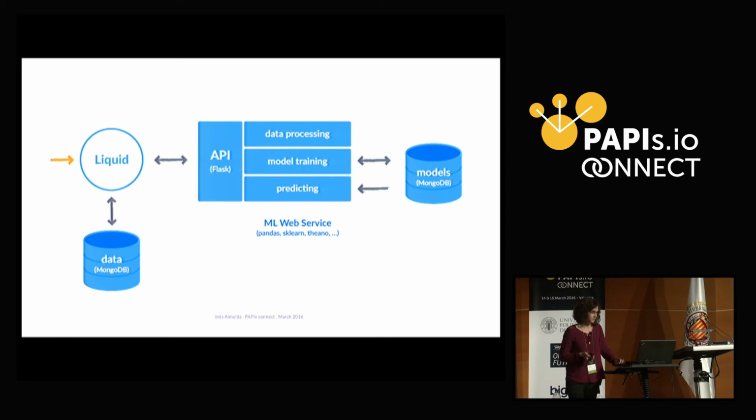Scikit-learn is the most famous machine learning package for Python. It's also intuitive to use. Theano is more deep learning oriented.